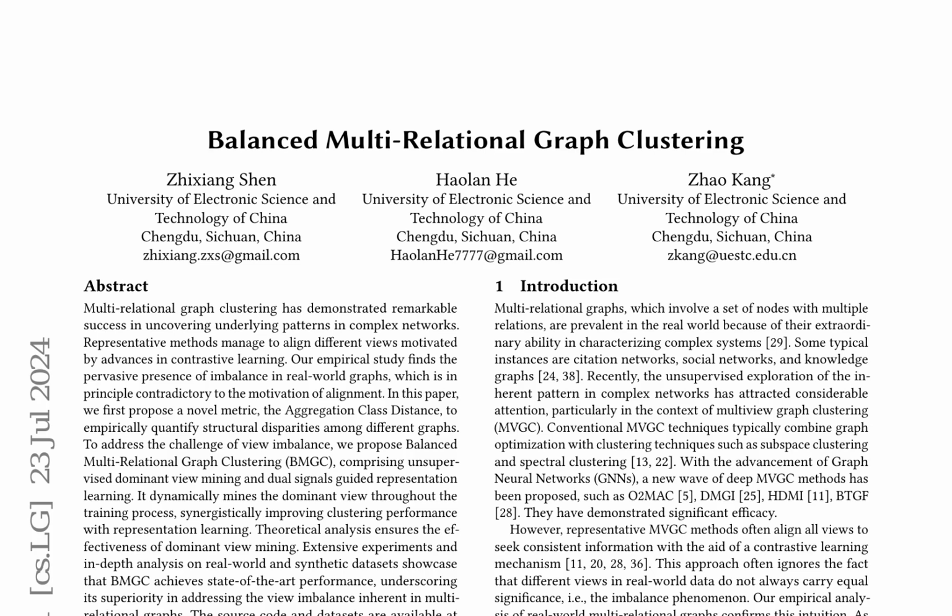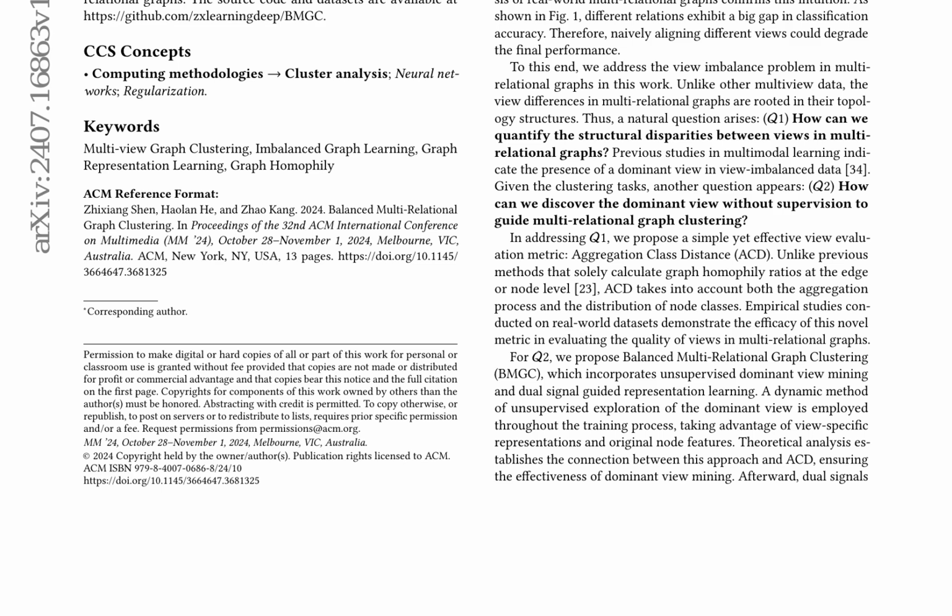The research proposes a novel metric, Aggregation Class Distance, ACD, to quantify structural disparities among different graphs. It addresses the challenge of view imbalance in multi-relational graphs by introducing balanced multi-relational graph clustering, BMGC. BMGC includes unsupervised dominant view mining and dual signals guided representation learning. The approach dynamically mines the dominant view throughout the training process, synergistically improving clustering performance with representation learning. Theoretical analysis ensures the effectiveness of dominant view mining.